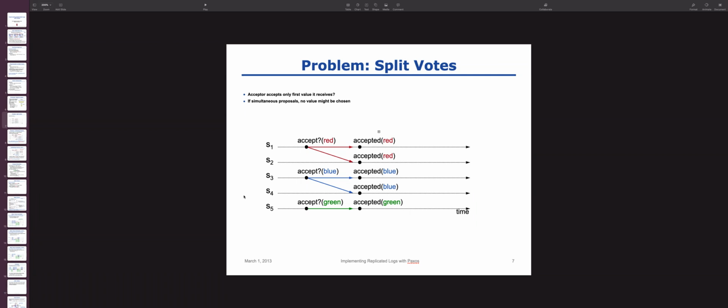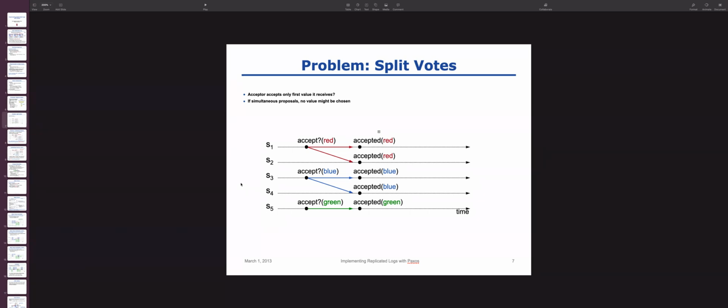Okay, for this the solution is that the acceptor can accept multiple values, right? Say for suppose S2 accepted red, right? Now S3 sent blue. If S2 accepts blue also, then you will get the majority. Now blue is chosen between S2, S3, S4. So in the second iteration, we can transfer the same blue value to S1 and S5. All will be in consensus, and the blue value is finally chosen among all.